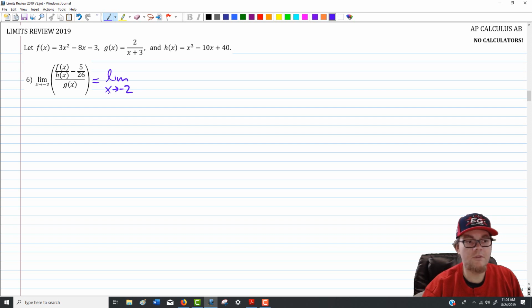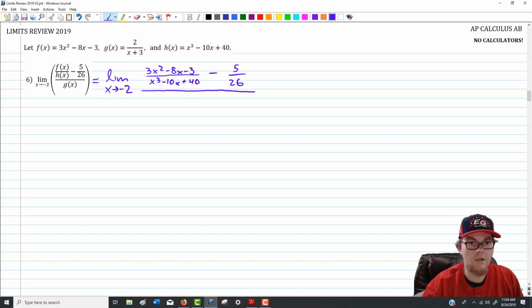So we're doing the limit as x approaches negative 2. We've got f over h. We're subtracting 5 over 26, which looks pretty strange. So it seems like it's got to be a perfectly chosen value to make this thing go a certain way. And it's all over g. So this is what we're trying to evaluate.